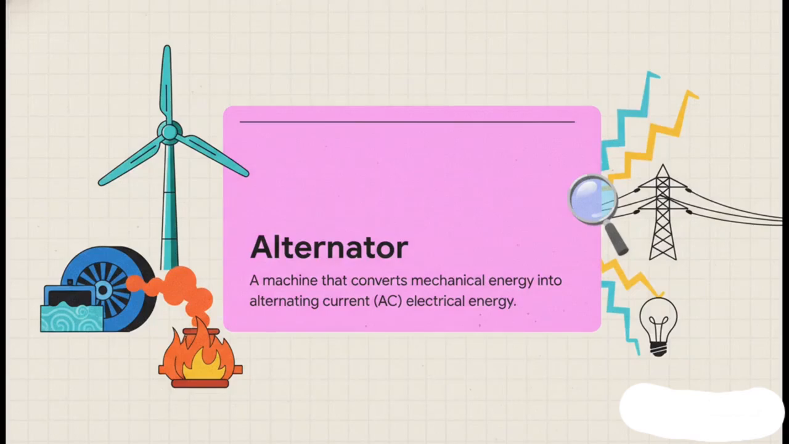So what is this thing exactly? At its core, an alternator is a special kind of generator. Its job is to take mechanical energy, the motion from a spinning turbine that's being pushed by water or steam or wind, and transform it into the alternating current, or AC, that flows through all of our power lines.